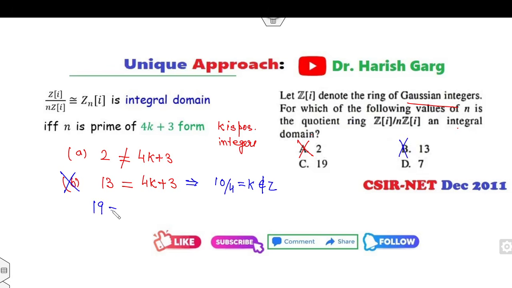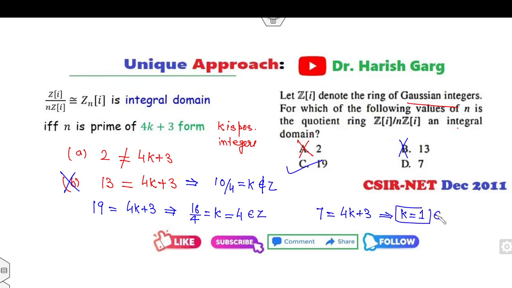19. Can you write this in the form of 4k plus 3? That will be 16 over 4, that's k, that's 4, which is an integer. Can you write the 7? So 7 is 4k plus 3. Yes, you can find the value of k. K is my 1. So yes, this is a positive integer, so this is also the right option. C and D are my correct answers of this problem.